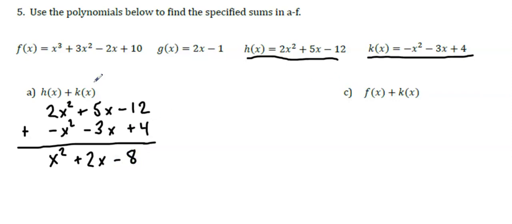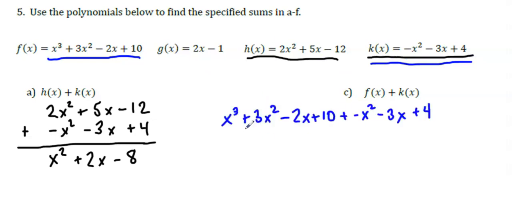For c, I'm going to add f of x plus k of x. This time I'm going to use the strategy where I list the polynomials beside each other. Now I want to find like terms. So 3x squared and negative x squared, those are like terms because they both have x squared. Negative 2x and negative 3x are like terms because they both just have an x. And then the constants plus 10 and plus 4 are like terms.